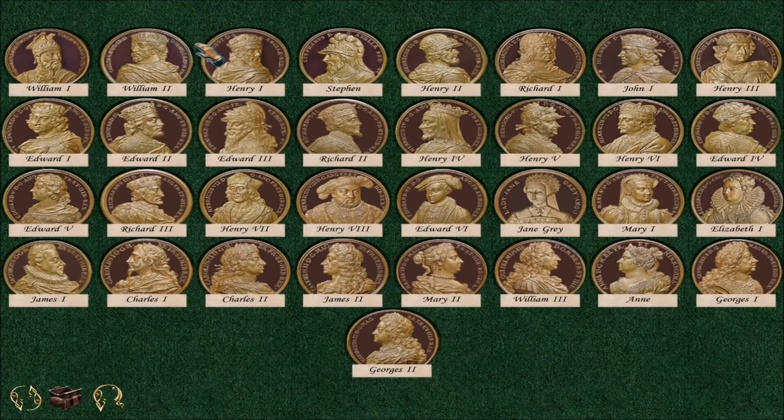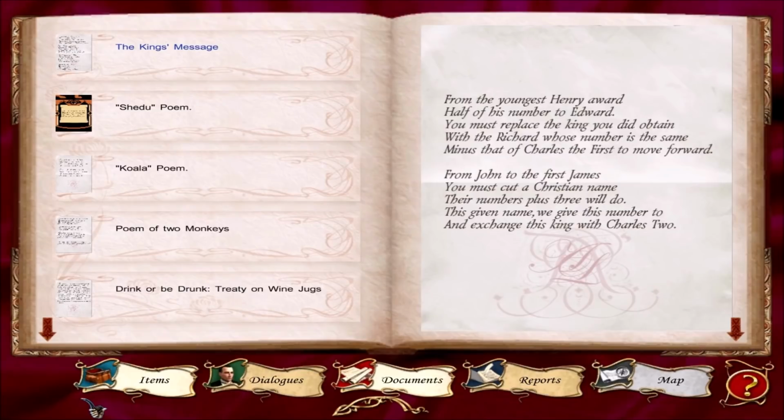Where is Edward? We've got multiple Edwards here. Edward 2 and Edward 3. And 1, 2, 3. Oh, we've got 3 Edwards in a row. Oh, well, that's nice, I suppose.